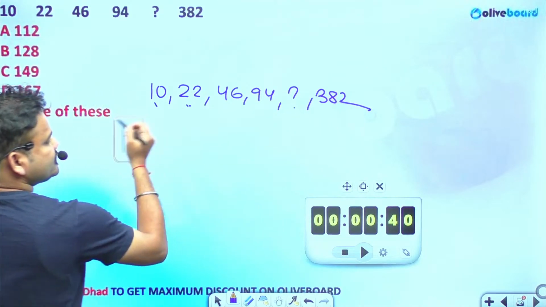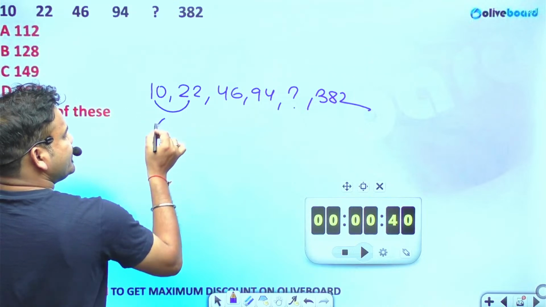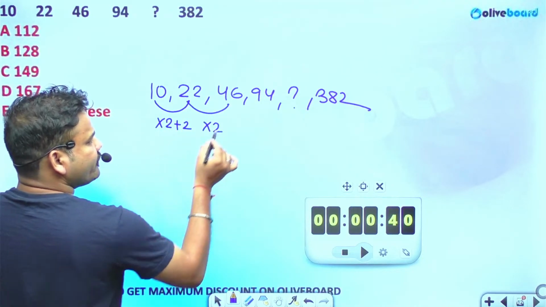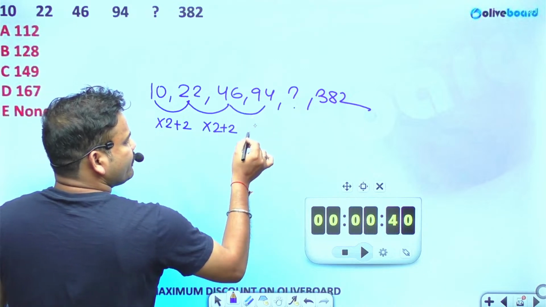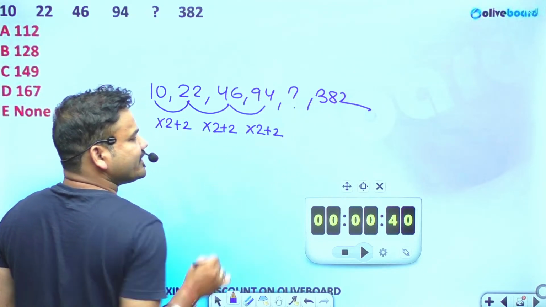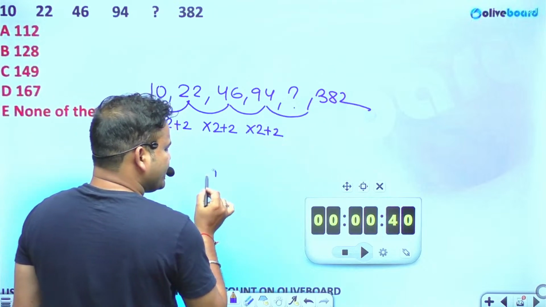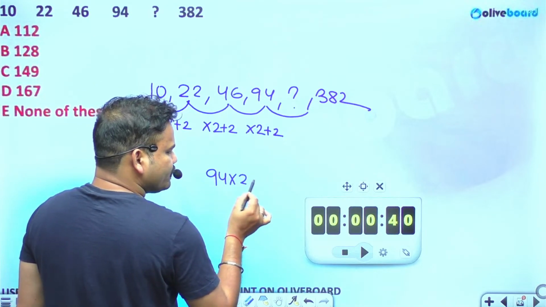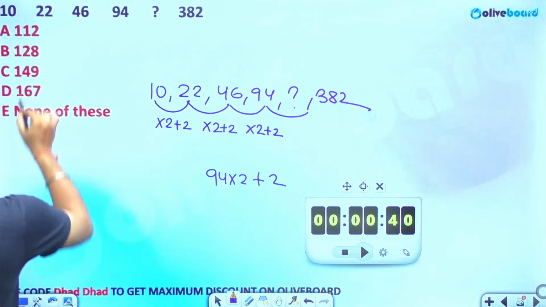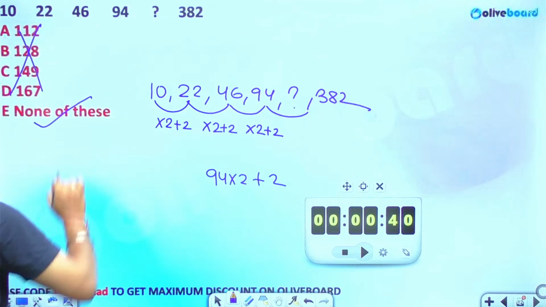What about this? So this is 10 into 2. 10 times 2 plus 2, isn't it? So this is 22 times 2 is 44. 44 plus 2 is this. Okay, 46 into 2. Okay, so this is the case. So 46 into 2 plus 2, that is 94. Fine, so we have the result as 94 into 2 plus 2. So 4 into 2 is 8 plus 2, that is 0. So 0 will be there. So definitely this option will not be there. So none of this is the case.